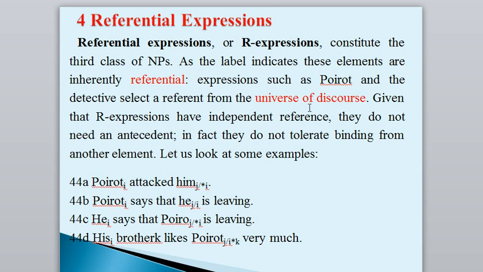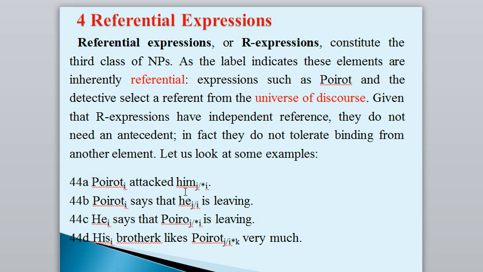So they don't need a kind of reference in a sentence because they come back to the referent in the universe of discourse. Given that R-expressions, or referential expressions, have independent reference, they do not need an antecedent. In fact, they do not tolerate binding from another element. Let us look at some examples.